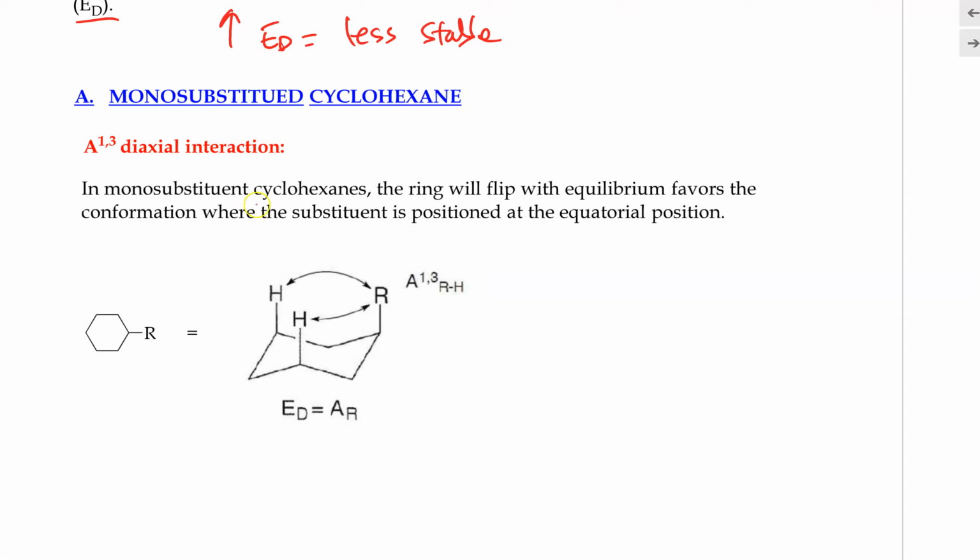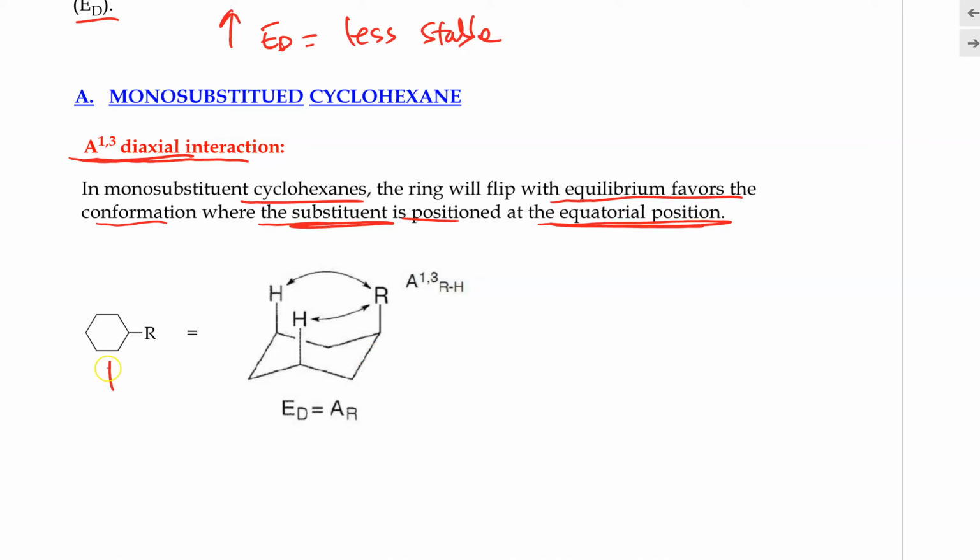And now, let's look at an example of what happens in the monosubstituted cyclohexane. So in monosubstituted cyclohexane, the ring will flip with equilibrium favoring the conformation where the substituent group is positioned at the equatorial position, not the axial. And the reason why is because when the group is at the axial position rather than equatorial, it will possess a type of interaction that is known as the A1,3 diaxial interaction. And here's what it is.